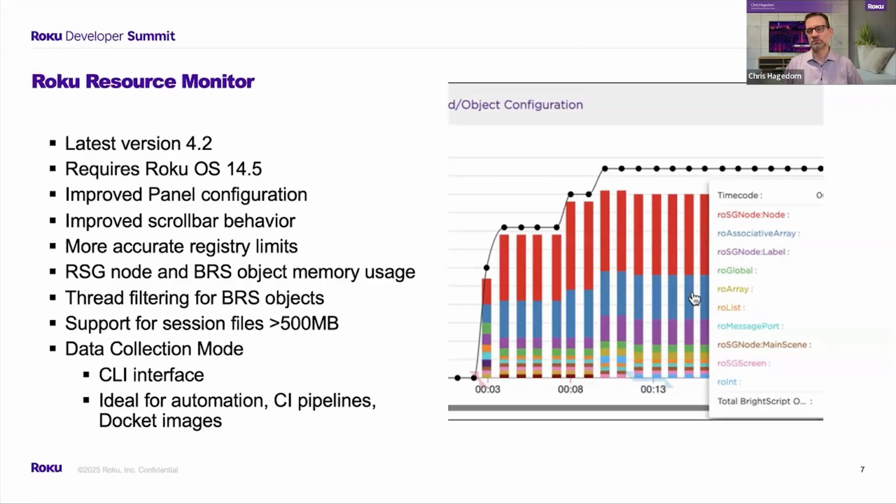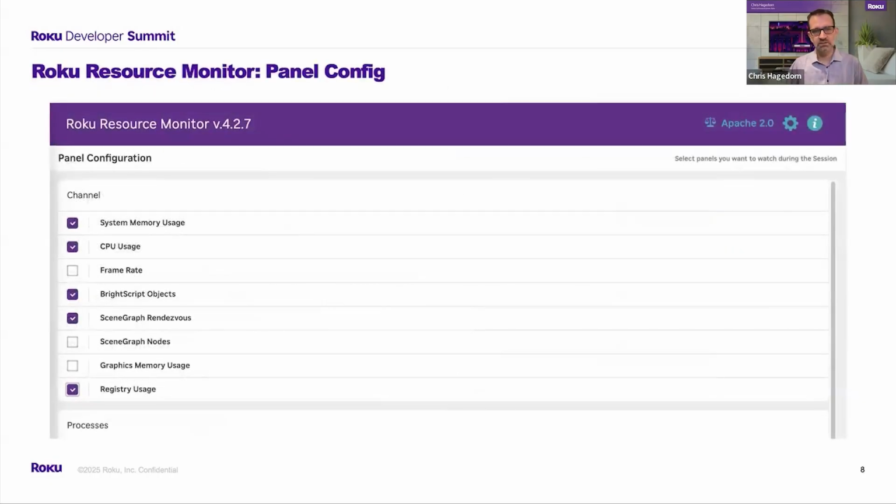This is a new way of using Roku Resource Monitor. It's a command line interface, no heavy UI like we've always had in the past. And we think it's going to be very useful for automated testing, CI pipelines, things like that. You can even use it in a Docker image. All right, let's take a look at some of these features in a little more detail.